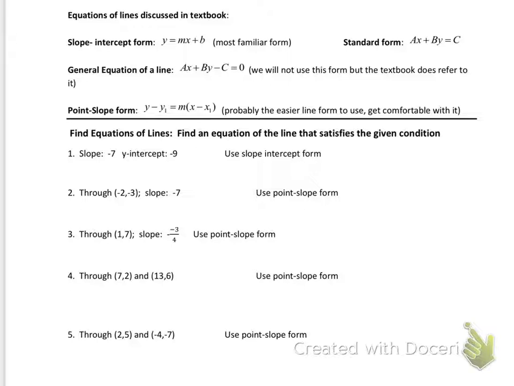Look at number 1. They want us to use slope-intercept form. So that formula is up here. Yes, you need to have these forms memorized. You have been having them since Algebra 1, so you should know it by now.